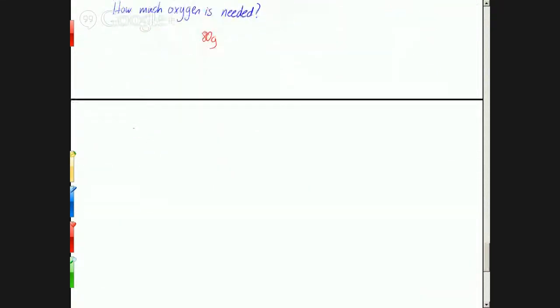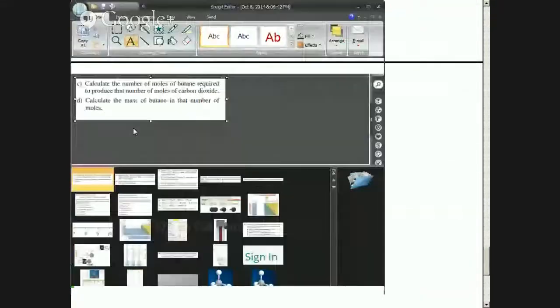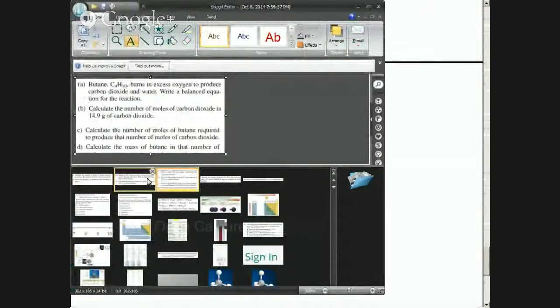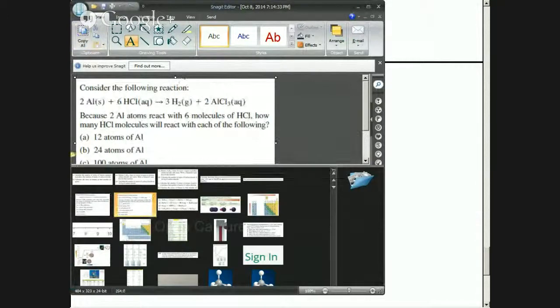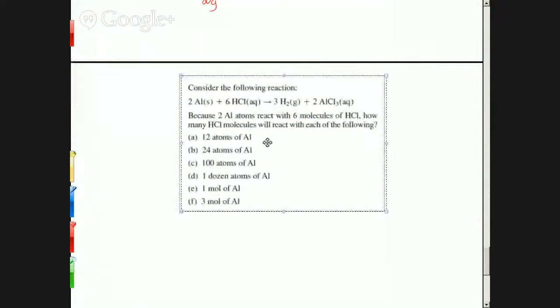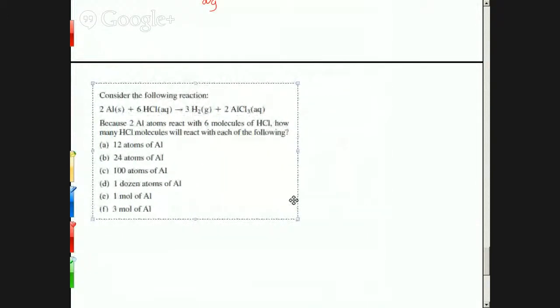So consider the following reaction. Let me pull this up here, wherever it is. There we go. You've got aluminum reacting with HCl. Here's a balanced reaction for you.